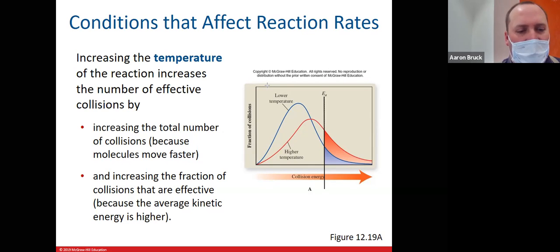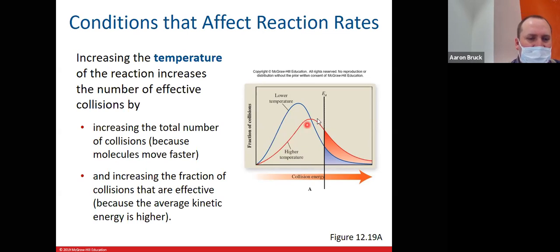The blue graph represents the energy of collisions at a low temperature. And so we can see that the majority of the collisions do not have enough energy to actually force a reaction. But there are some here that do. And so the reaction will proceed to some extent.